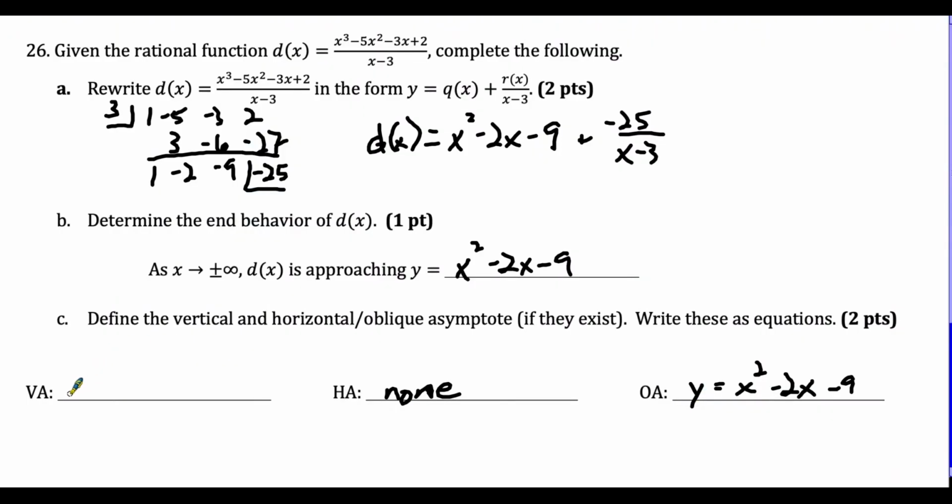My vertical asymptote then comes from the value that makes the denominator equal to 0. So in this case, if I set x minus 3 equal to 0, add the 3 over, we end up getting that my vertical asymptote is at x equals positive 3.